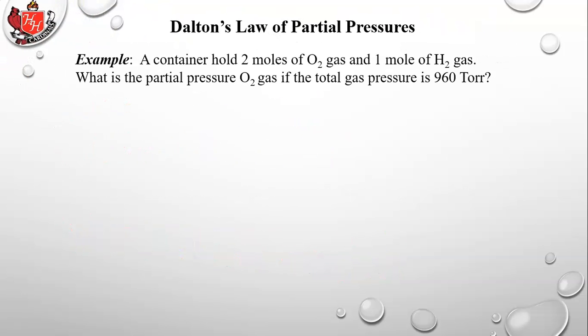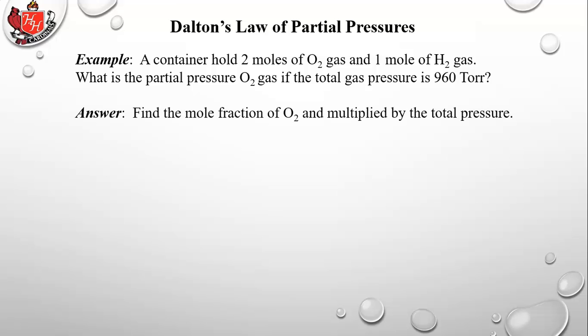So, example: a container holds 2 moles of O2 gas and 1 mole of H2 gas. What is the partial pressure of O2 gas if the total gas pressure is 960 torr? By the way, if you're given a pressure like this and you don't need to convert to some other unit for pressure like atmospheres, you don't do it. You just go ahead and leave the answer in torr. You only convert to atmospheres when using the ideal gas law, because the ideal gas constant is in atmospheres.